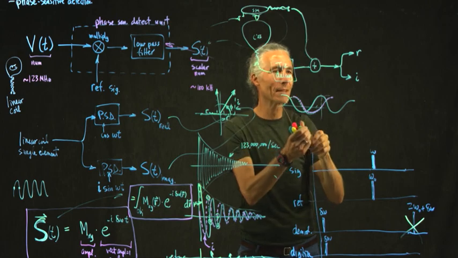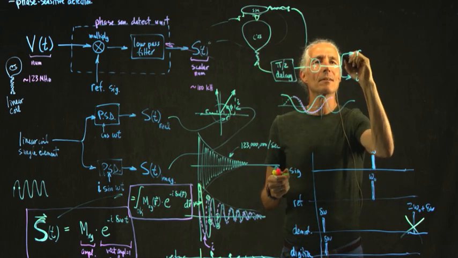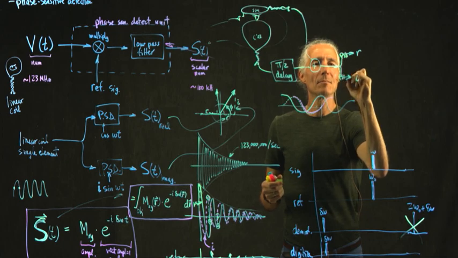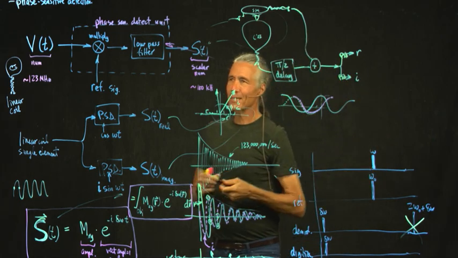Then we send it through the phase-sensitive detection. So here's the phase-sensitive detection. We multiply by a cosine, and multiply by a sine. And then we get our real and imaginary again.